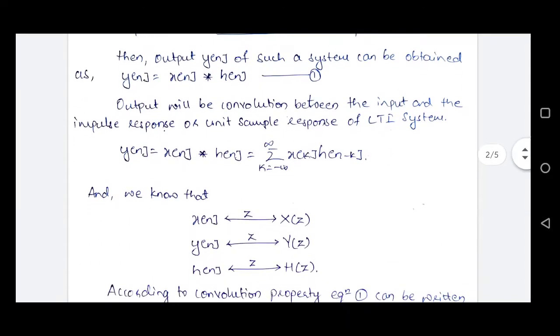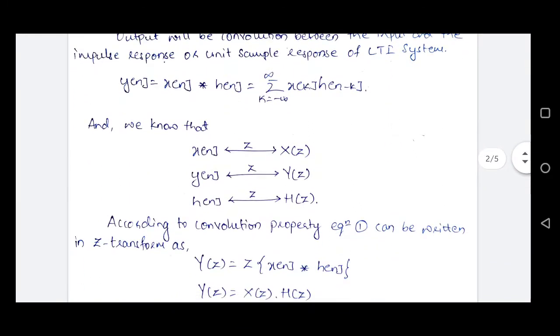And also we know that the Z transforms of input, output and the impulse response can be denoted as follows. Z transform of input signal x of n can be denoted as x of z. Y of z will be the Z transform of the output y of n, and h of z will be the Z transform of the impulse response h of n, and h of z is also called as system function or transfer function of linear time invariant system.